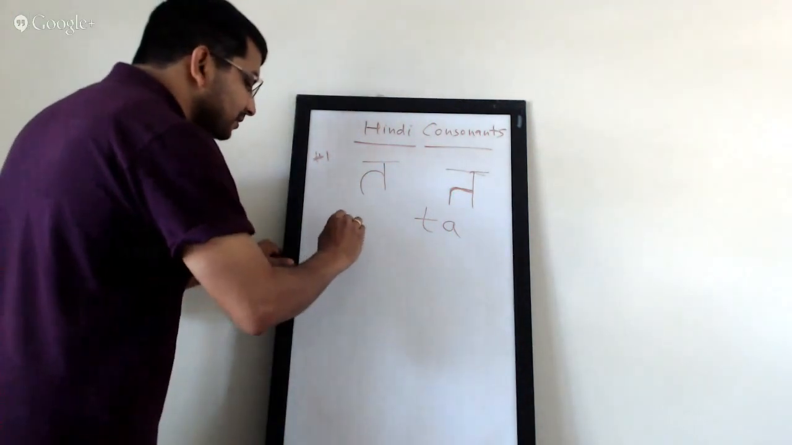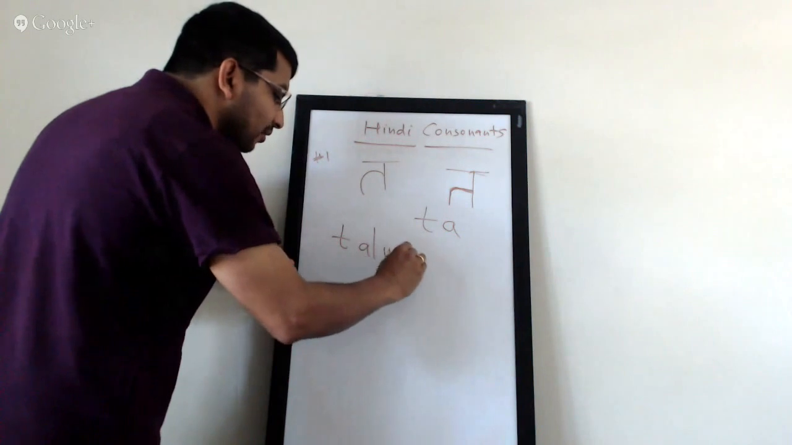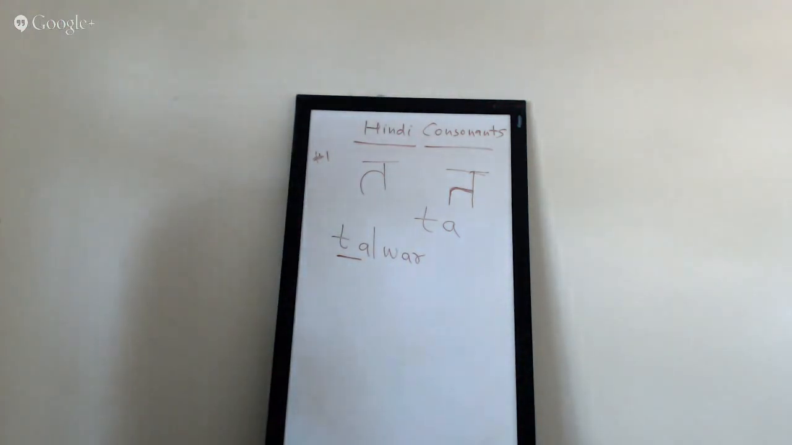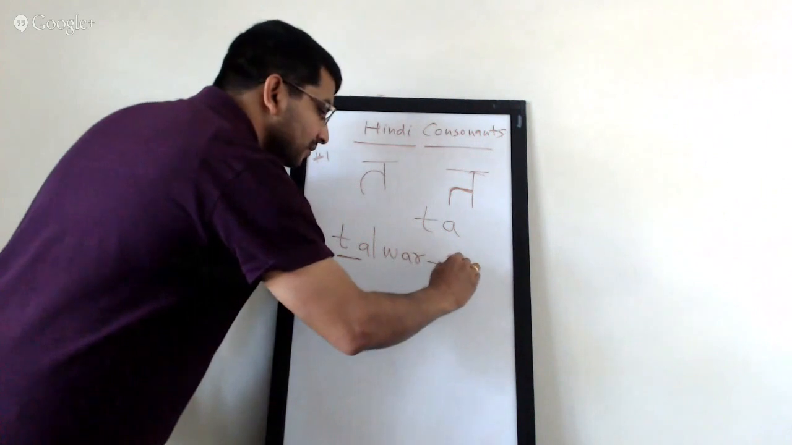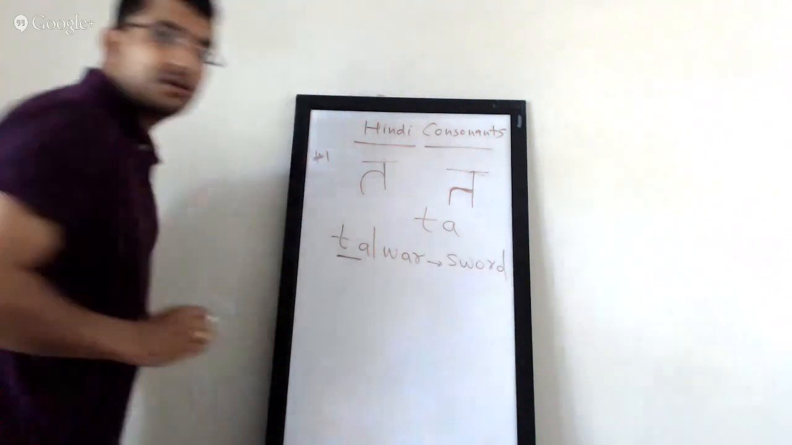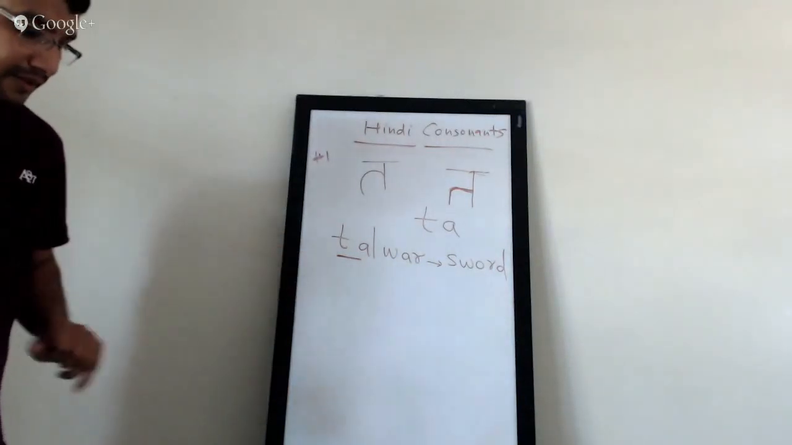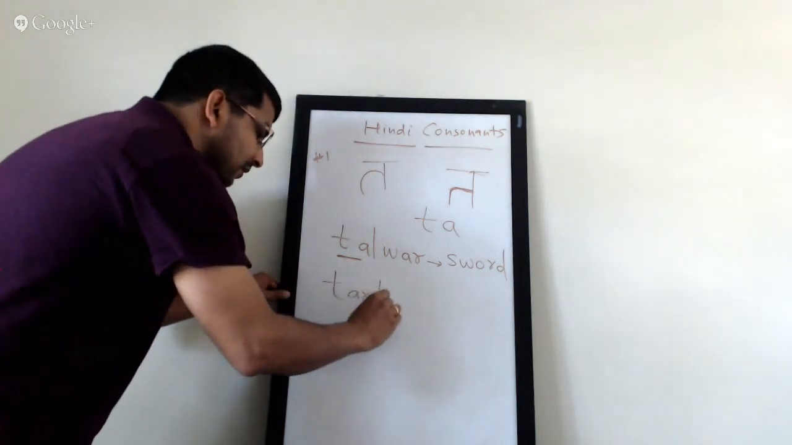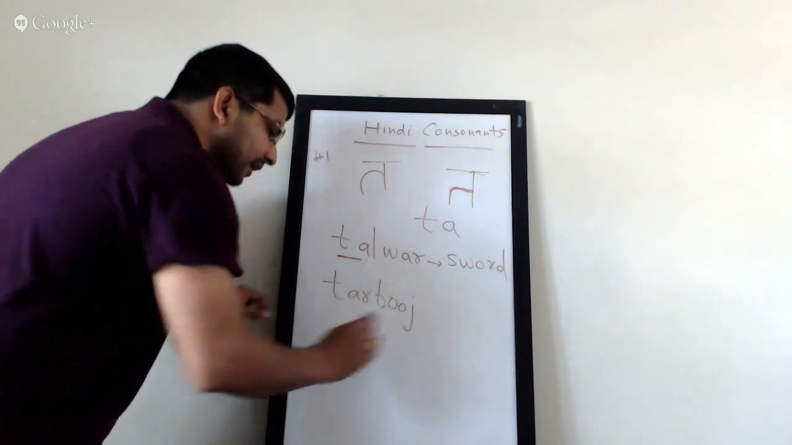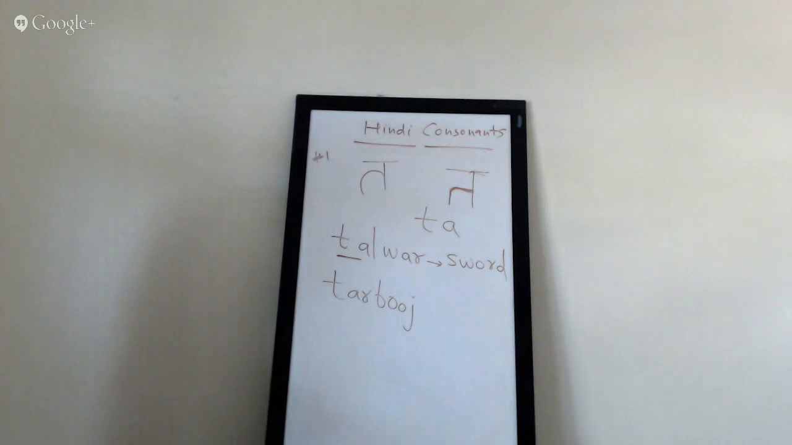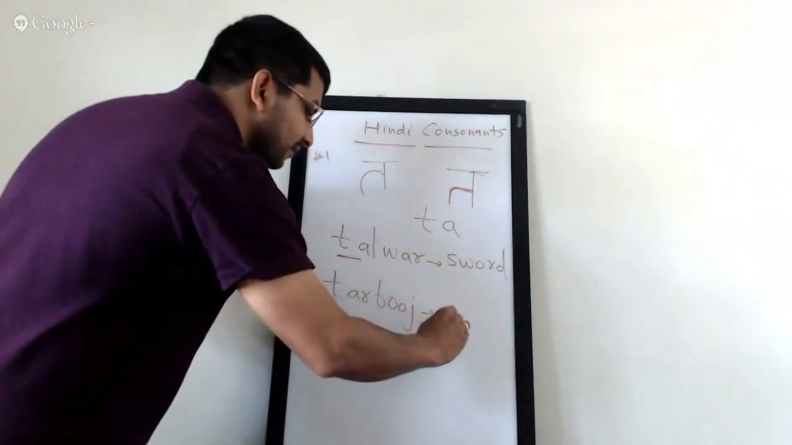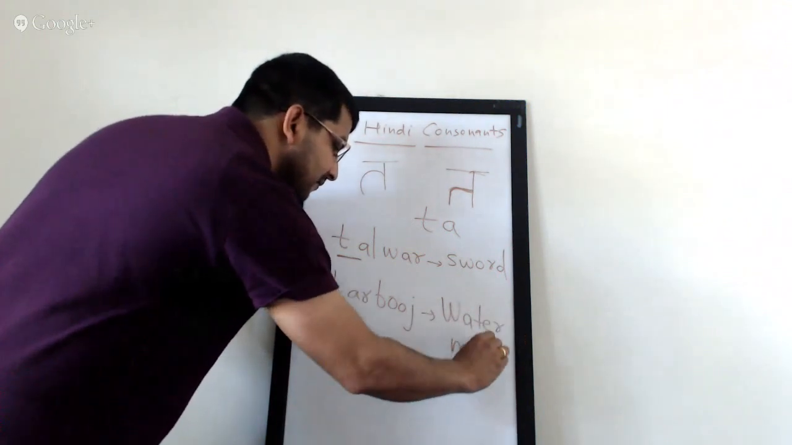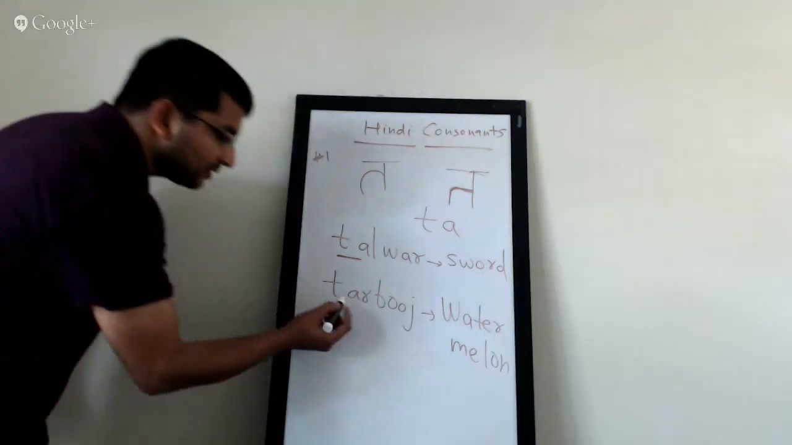Just to cover some examples, there's a Hindi word called talwar. In talwar, it means sword. Okay? Talwar. The second one I have is tarboos. Anybody can guess what it means? Tarboos. Okay, tarboos is watermelon. Again, in tarboos you have a t sound.